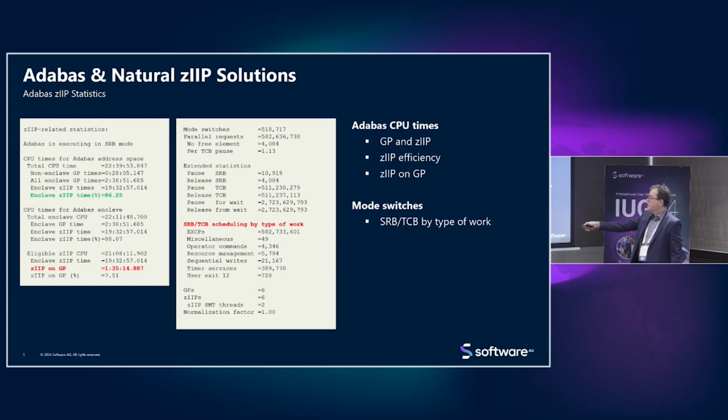Obviously, SRB, TCB switches, so that's also what we need to look for. And here's a typical, let's say, standard accepted way or report. EXCPs, so zIP processors cannot do IOs, therefore we need EXCPs. This causes switches, and the others are totally normal. If you see something different from this, unusual, then we can have a look, okay?